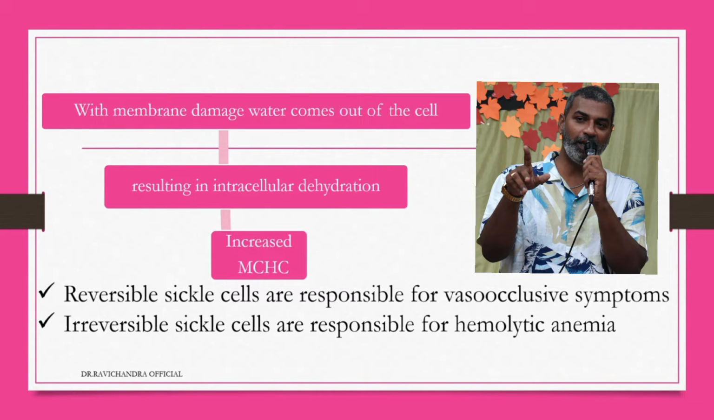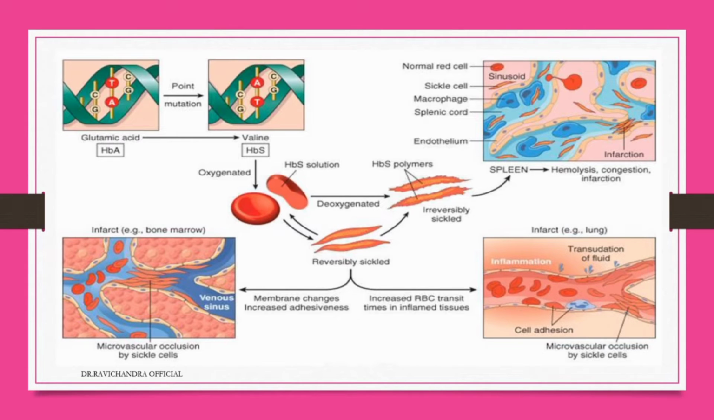With membrane damage, water comes out of the cell, resulting in intracellular dehydration, and there will be increased MCHC. So, increased MCHC is also seen in sickle cell anemias. Reversible sickle cells are responsible for vaso-occlusive symptoms, and the irreversible sickle cells are responsible for the hemolytic anemia. Hemoglobin A is converted to hemoglobin S because of the deoxygenation. The glutamic acid is replaced by valine because of the point mutation at the sixth position of the beta globin gene on chromosome 11.